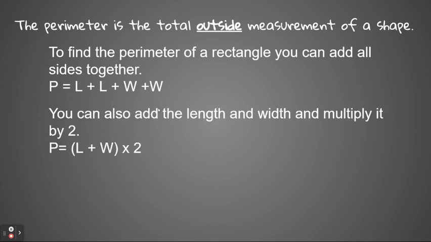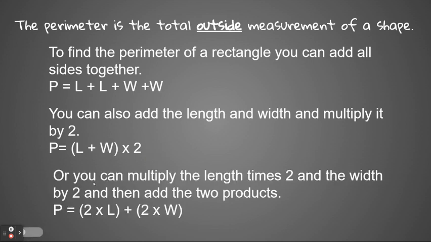We can also use multiplication. So we can add the length and the width and then multiply it by 2. So we have length plus width times 2. Another way you can do it is you can multiply the length times 2 and the width by 2 and then add the two products. So in our example, perimeter would be 2 times the length plus 2 times the width. So those are 3 different ways that we can look at it. We're going to be looking at both of the last 2 examples in some problems today.